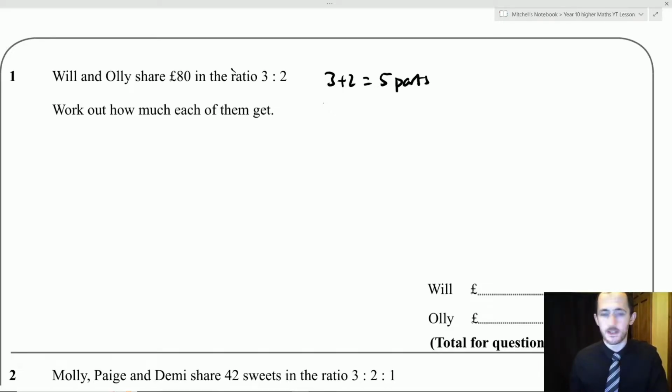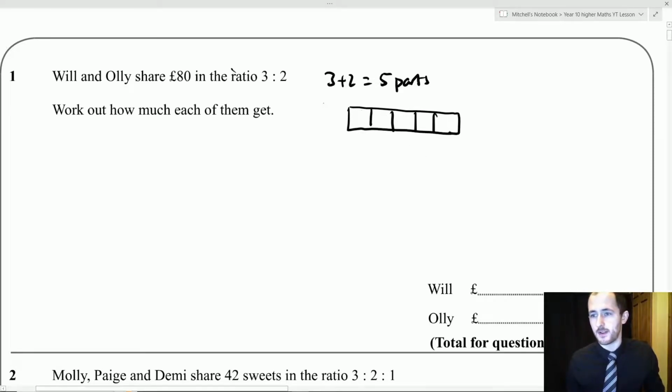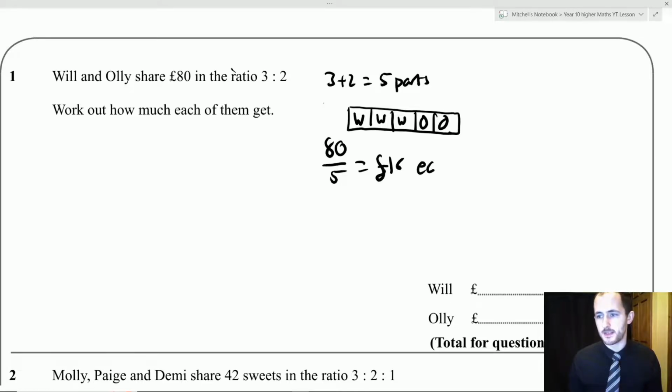If I want to visualize this, I can have a big bar with 1, 2, 3, 4, and 5 pieces. Will is going to get 3 pieces, and Ollie gets 2 pieces. So if it's in 5 parts, we can do the £80 divided by 5, which is £16. So each part is worth £16.